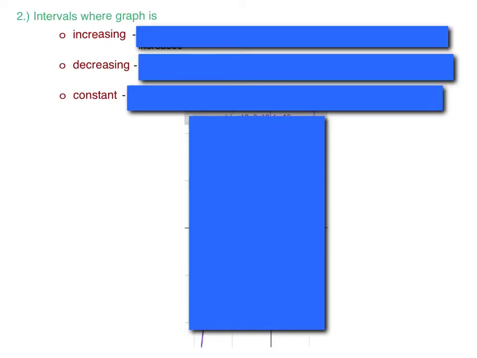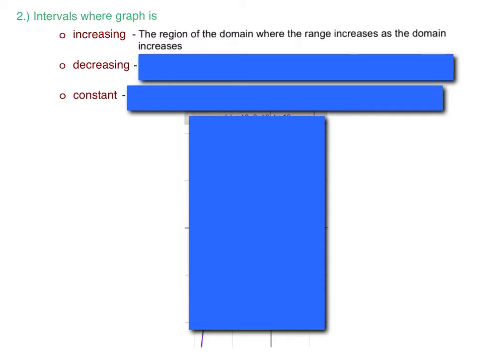Our second characteristic that we're going to look at today is intervals where the graph is increasing, decreasing, or neither increasing nor decreasing. All right, so let's start with increasing. A function is increasing in the region of the domain where the range increases as the domain increases. Again, increasing is the region of the domain where the range increases as the domain increases. So go ahead and pause it if need be and get that down.